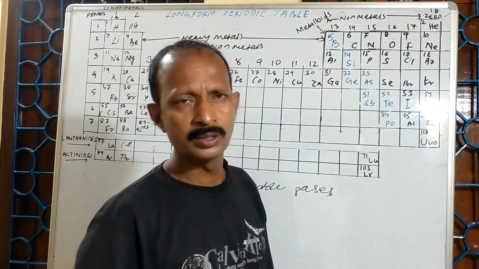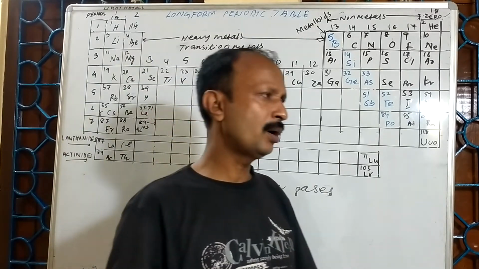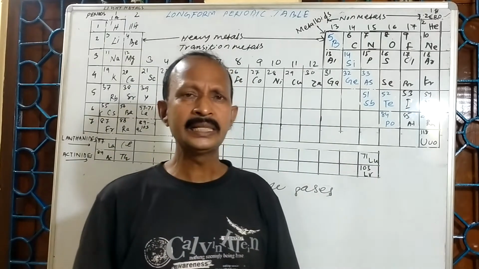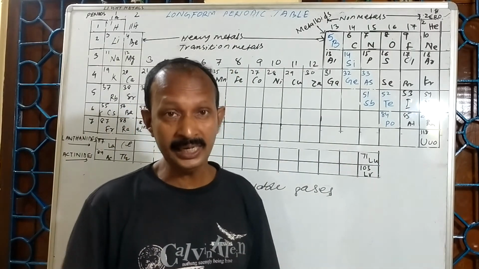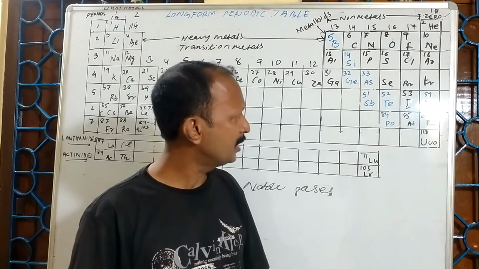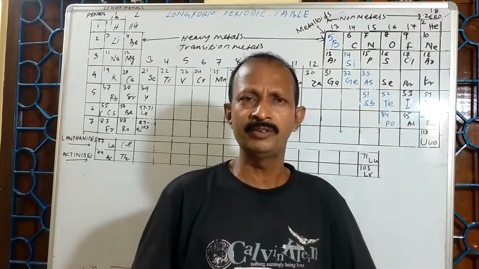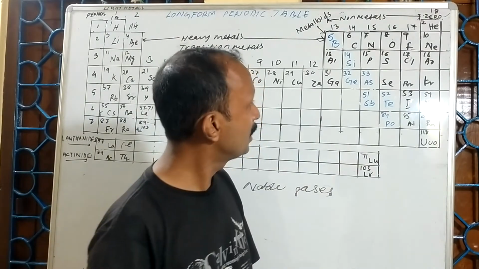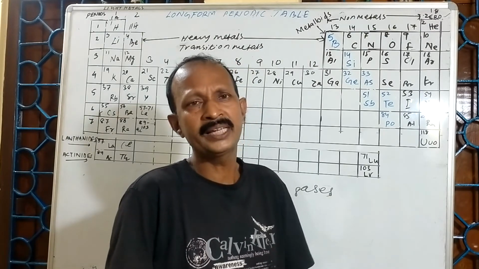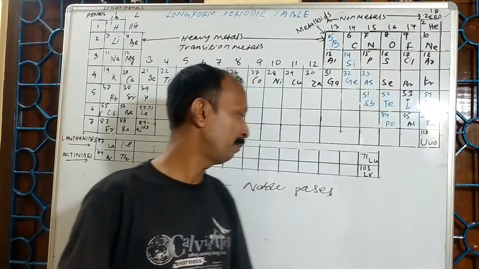Their outermost orbits are fulfilled. They are inert because they do not react with the others, or you can say they react rarely. They are very less reactive, almost not reactive, but we found compounds of xenon. In future what will happen we cannot say. So they are the inert gases because they are chemically inactive. They don't react with the others because their outermost orbits are completed.